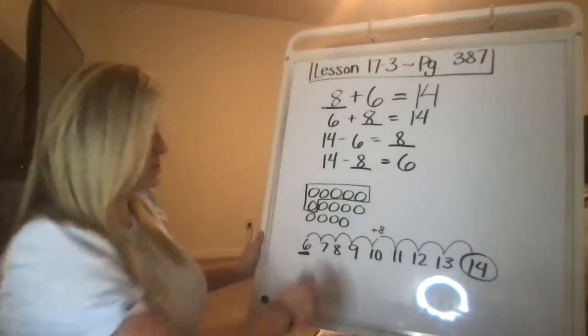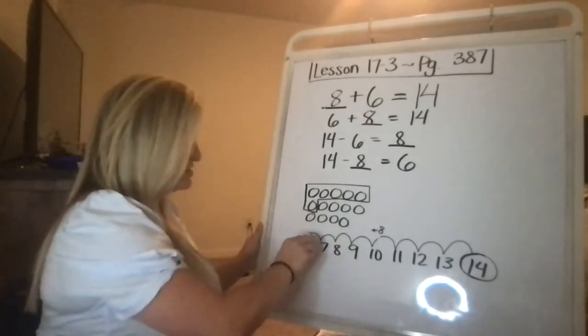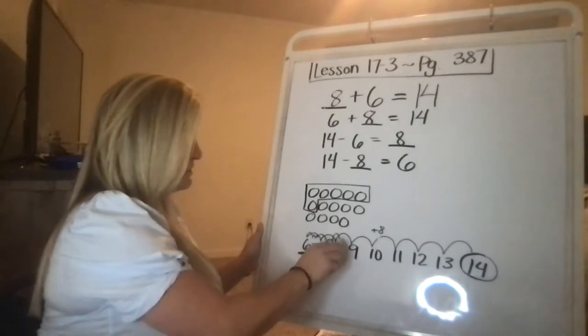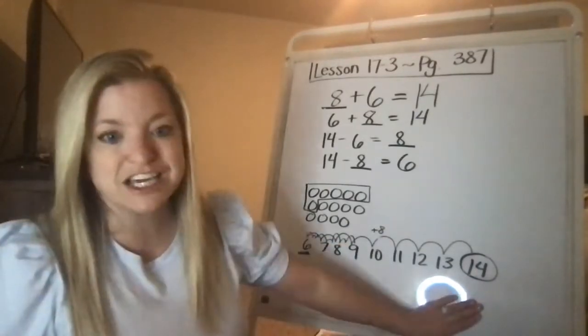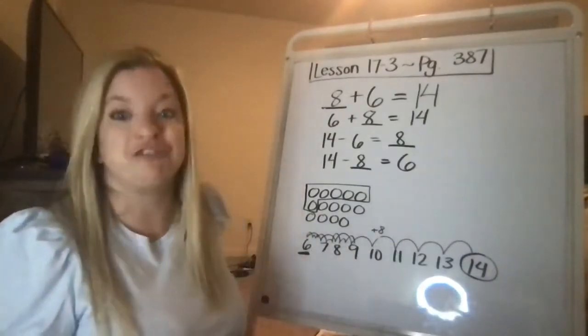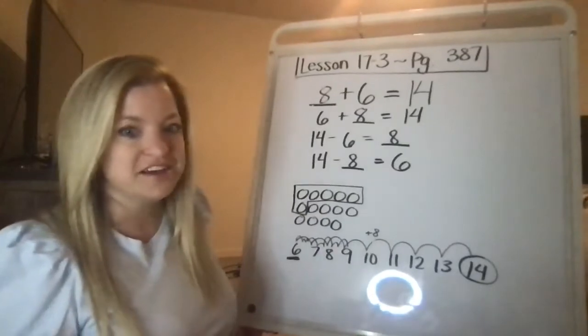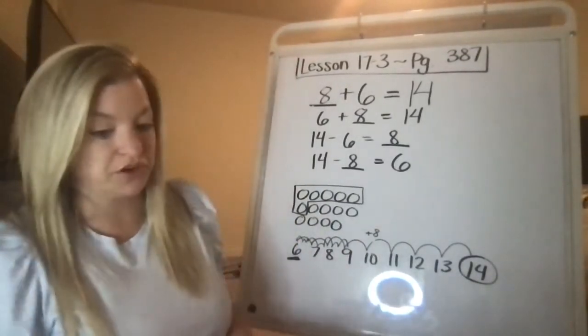If you cannot jump one number at a time, if you're still doing this, the number line may not be the best option for you, but I do want you to keep practicing it because this is something you will see, as I always say, forever. Okay, so make sure that you're doing one jump per line.